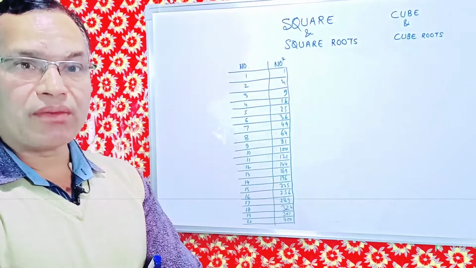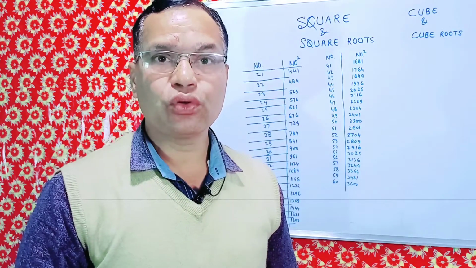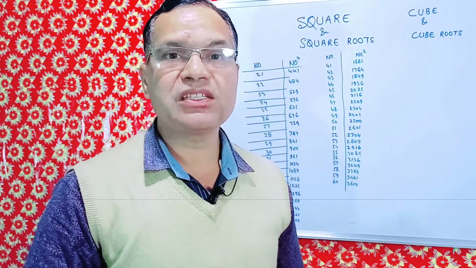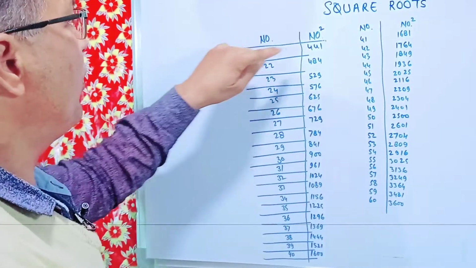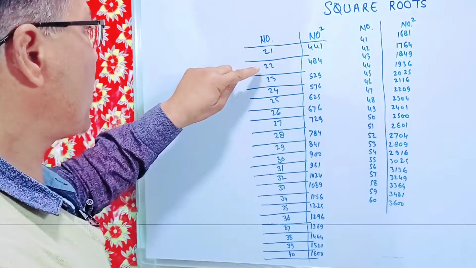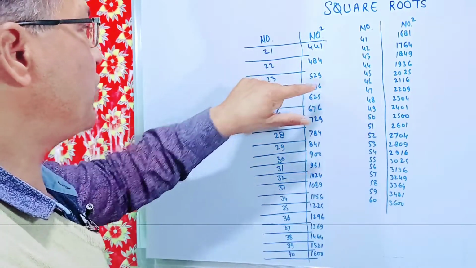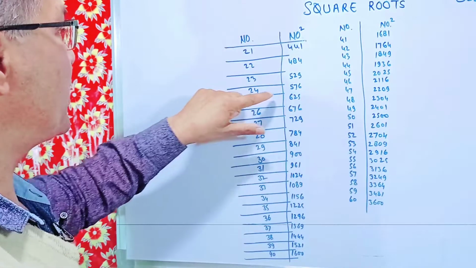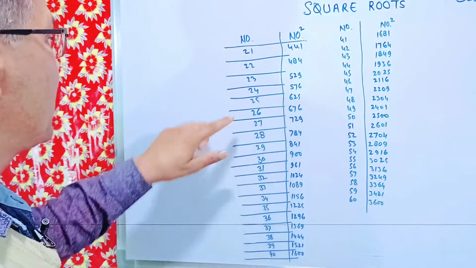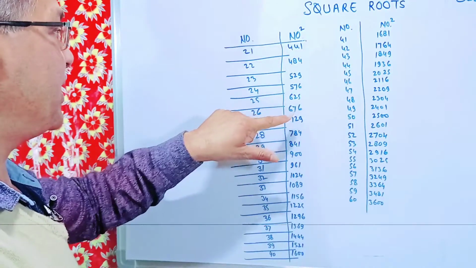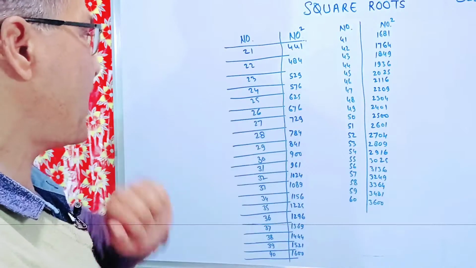We will take some more numbers also here. Again, I have taken some more numbers. So let us see these numbers also. Like the square of 21 is 441, square of 22 is 484, square of 23 is 529, square of 24 is 576, square of 25 is 625, square of 26 is 676, and square of 27 is 729.